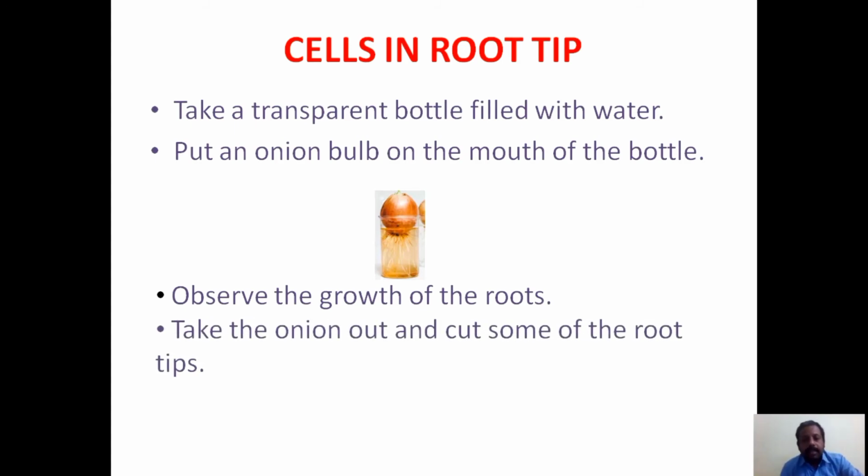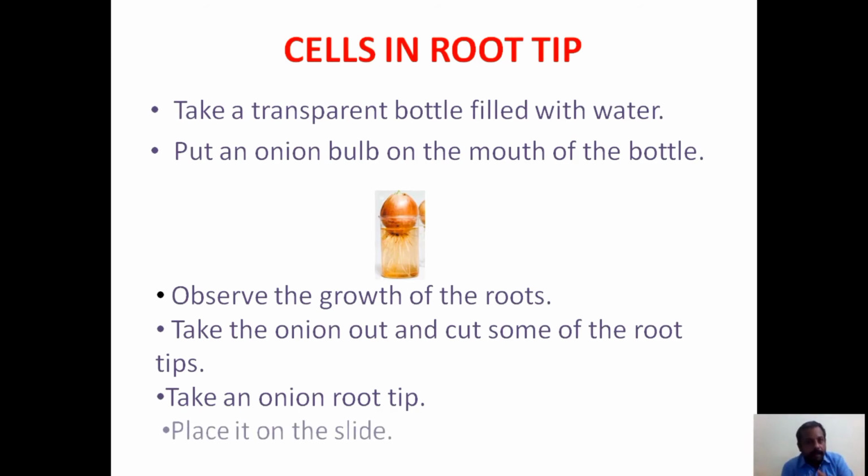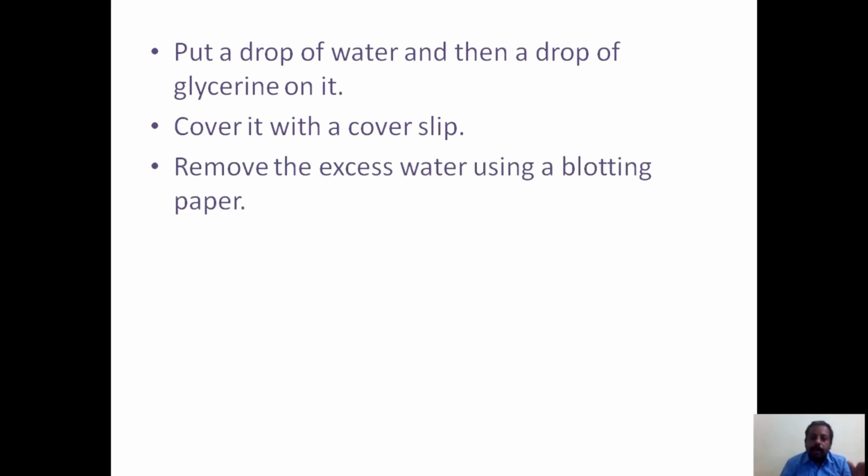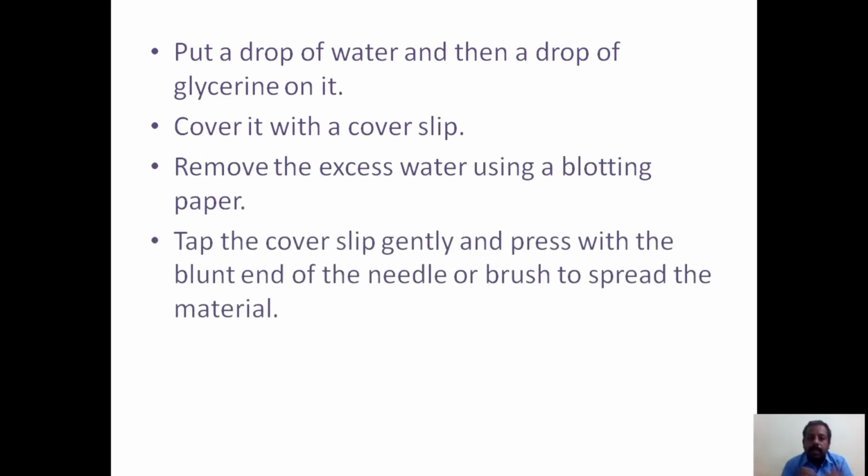Now you take this onion out of the bottle and cut some of the root tips. Take one onion root tip and put it on a microscopic slide. Afterwards you put a drop of water. Then, as in the onion peel experiment, you add a drop of glycerin on it. Afterwards cover it with a cover slip. Then the excess water should be removed using blotting paper.